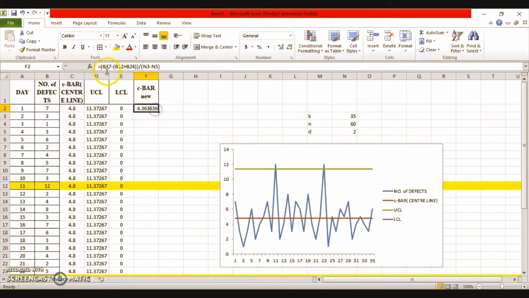Okay, after finding out the c bar value, before moving ahead, I'll put the $ here so that the uniformity in the values for rest of the sample can be established.